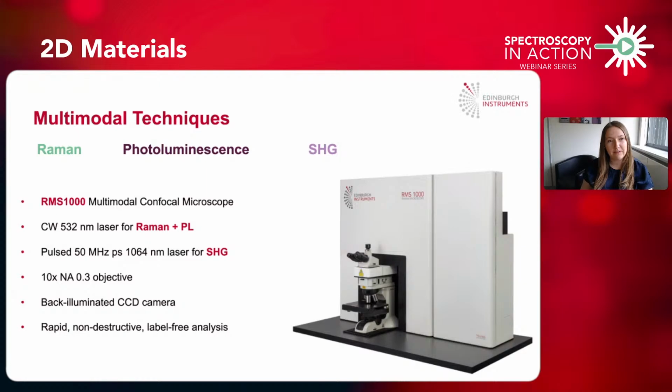And then in the second half, we're going to deep dive into a sample of tungsten diselenide that we've analysed previously, which has a lot of interesting features for all three of these techniques. So quickly, I'll hand over to Nikesh, who will introduce the system and the first sample. Hi there. So I'm in the lab with the RMS1000, the instrument that we're going to use for the multimodal analysis that Angela's just mentioned.